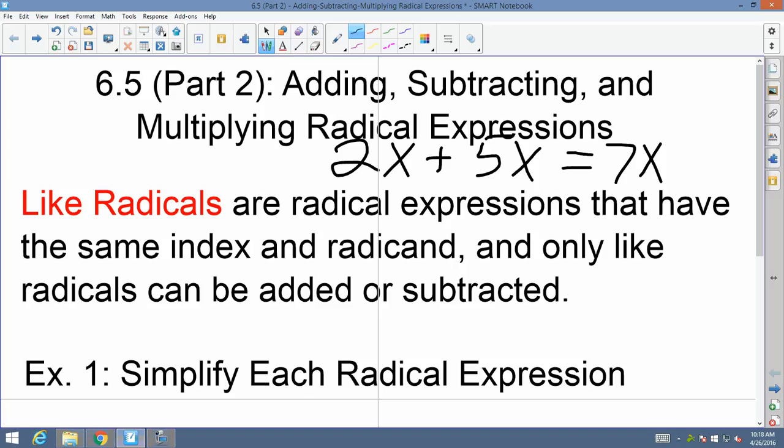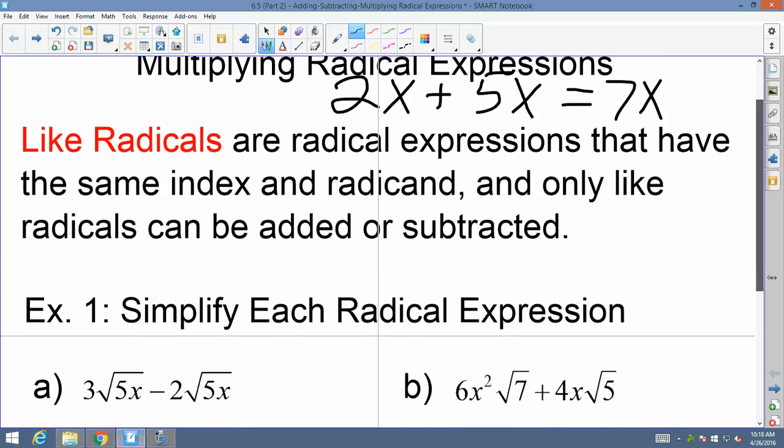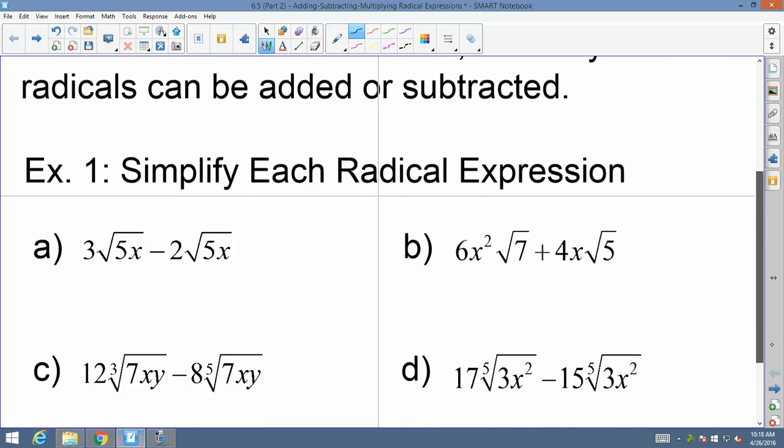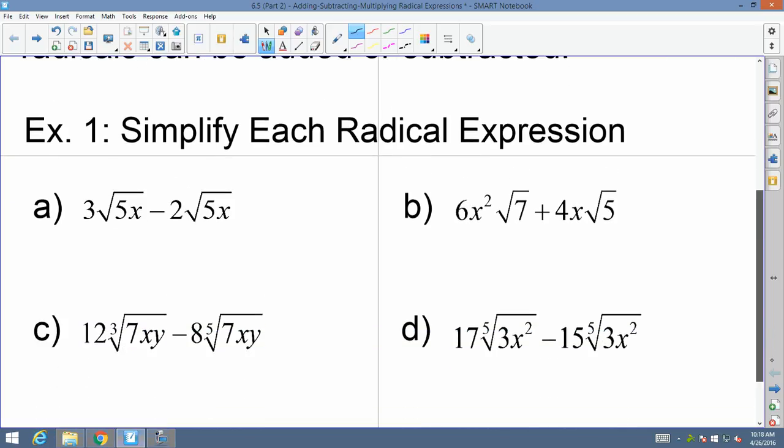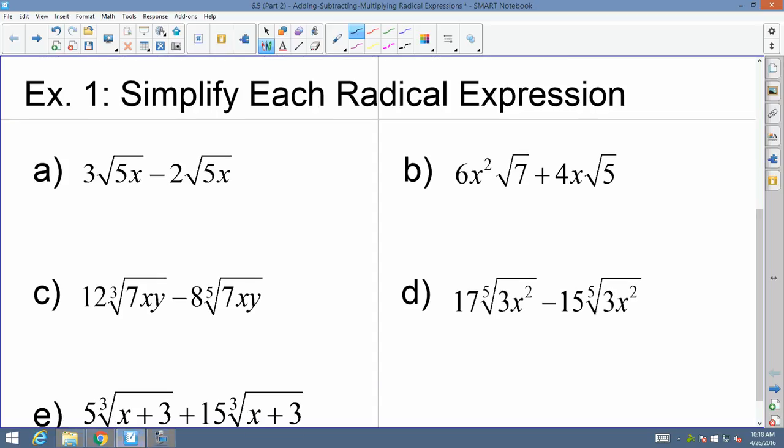Multiplication works a little bit differently. But for the addition and subtraction, they have to be the same exact radicals. So same index and same radicand. For example, if I have 3 square roots of 5x minus 2 square roots of 5x, I am going to literally be left with 1 square root of 5x. Does that make sense? Okay.